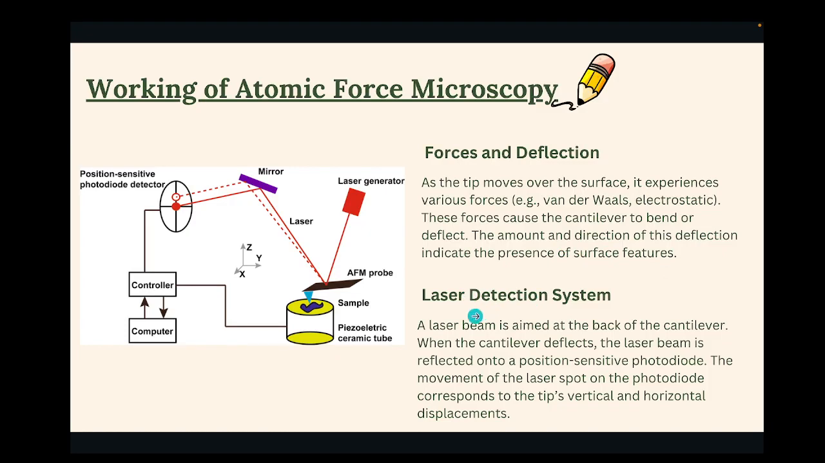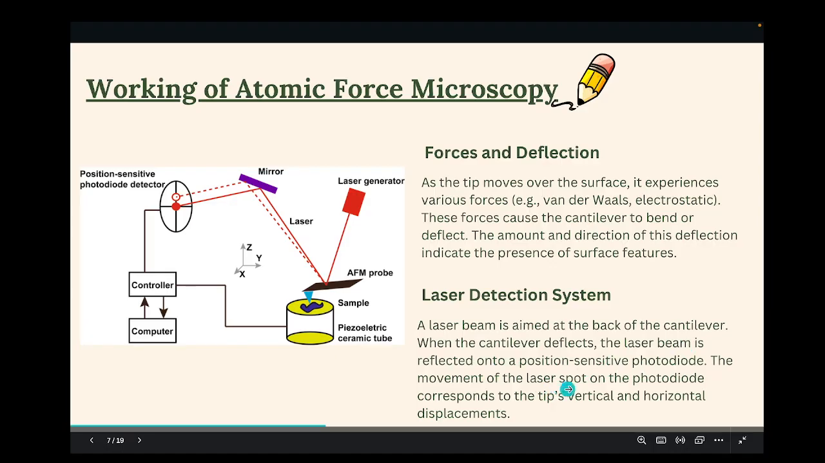Laser detection system. The laser is focused on the back of the cantilever. When the cantilever deflects, the laser beam is reflected onto the position sensitive photodiode. The movement of the laser spot on the photodiode corresponds to the tip's vertical and horizontal displacement.